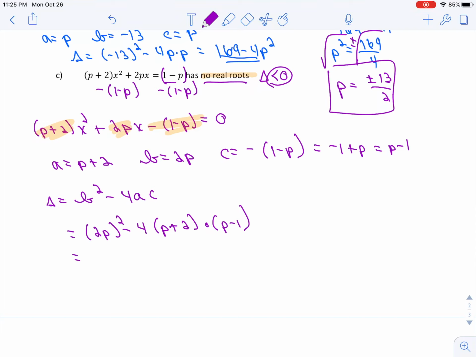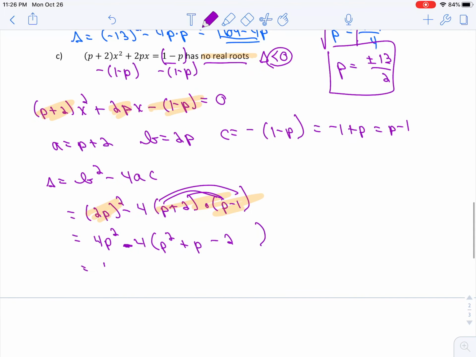So what we need to do is multiply this out. This is going to be 4p squared when I take 2p and square it. Then I have minus 4 times these two binomials that are multiplied together, so I'm going to have to use FOIL on that. My answer is going to be a trinomial that I have to put in parentheses. The firsts give me p squared. The outers give me minus p. The inners, 2p, so that's plus p. And then minus 2. So this is 4p squared minus 4p squared minus 4p plus 8. These add up to 0, and so we're left with 8 minus 4p.